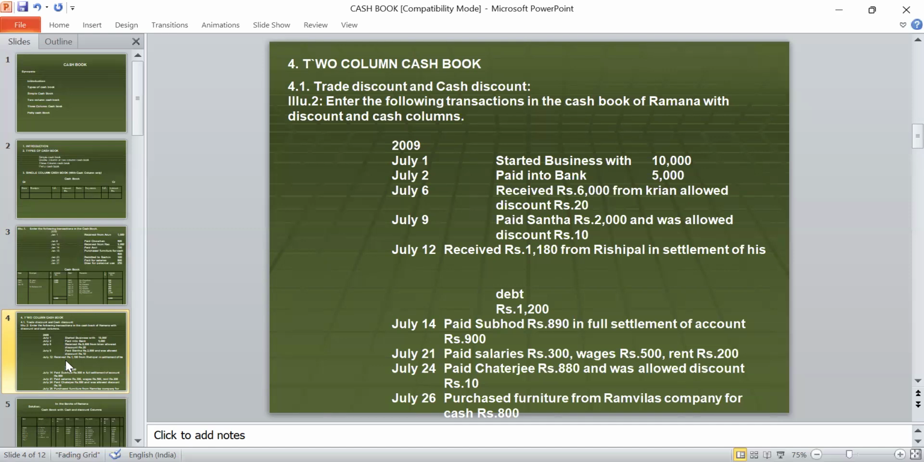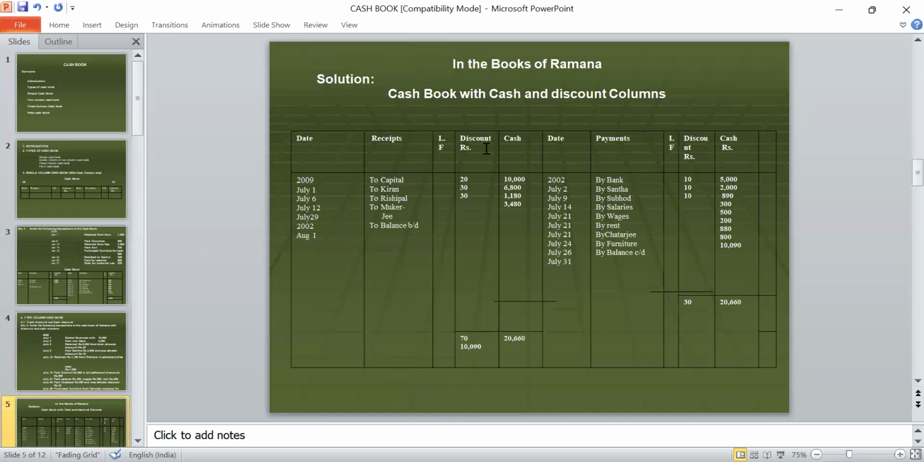In double column cash book, an additional column is provided for discount, like see, discount column is required. And the credit side also has a discount received column provided along with the cash column.